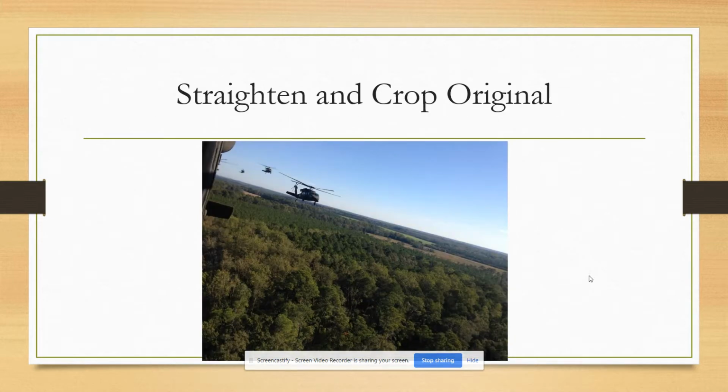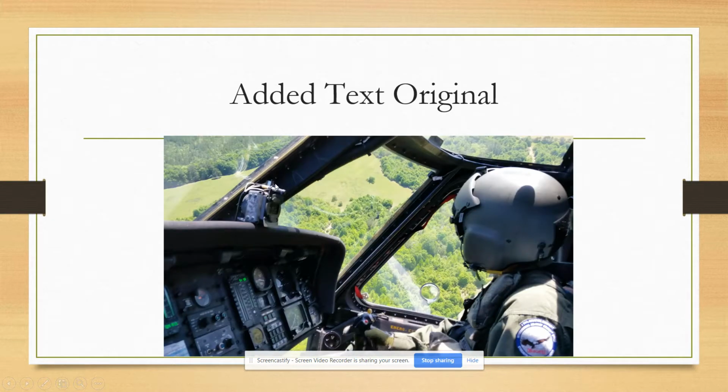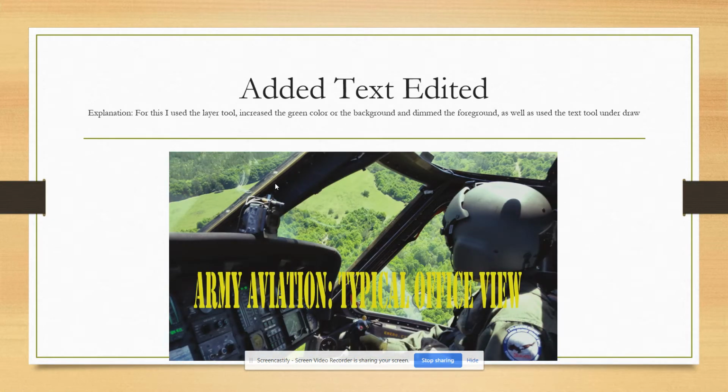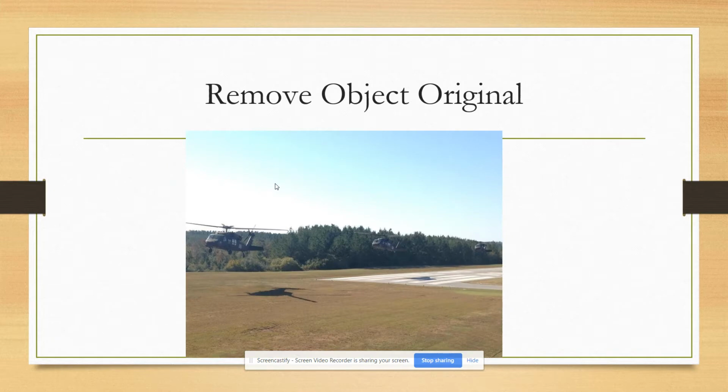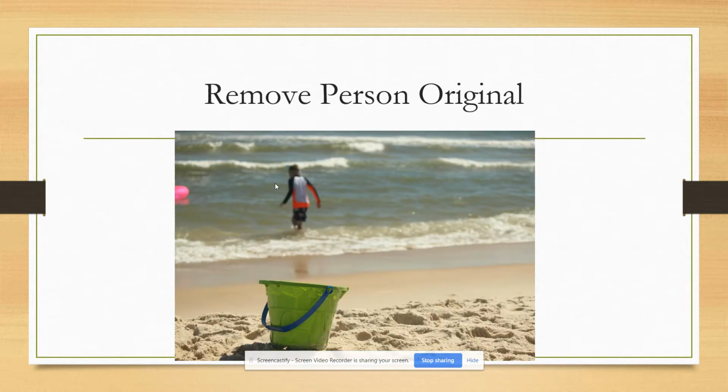This is straighten and crop, the original. Obviously, I didn't do a great job over here, and I took this rotor off of this helicopter, unfortunately. Added text. I actually made it a little bit greener in the background as well. I kind of wanted that to pop. And remove an object. So I removed the shadows from the ground. They could be seen as distracting, I suppose.